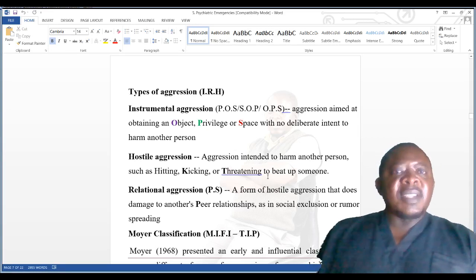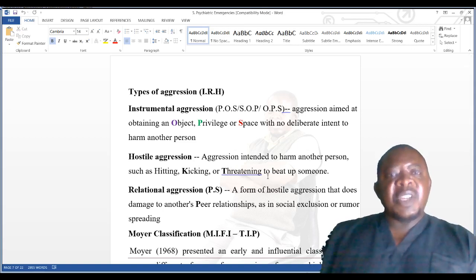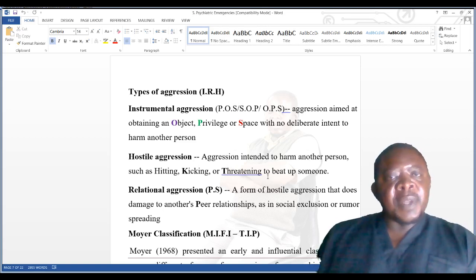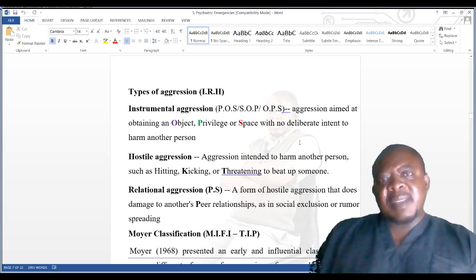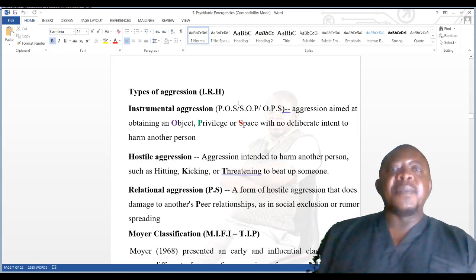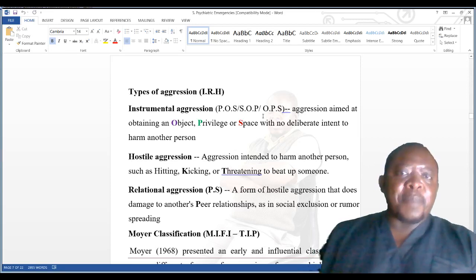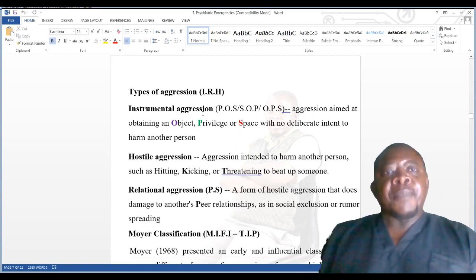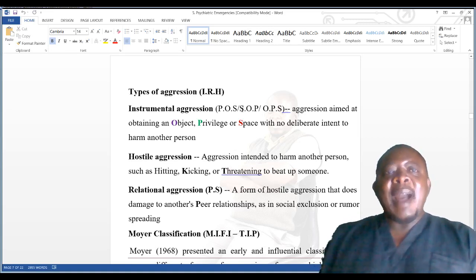There's instrumental aggression, there's hostile aggression, and there is relational aggression. When we say instrumental aggression, there are key elements that come out. I've tried to factor them into a mnemonic as POS, like a point of sale, or SOP, or OOPS. You get it now? Those are the key elements that should come out on what instrumental aggression is.